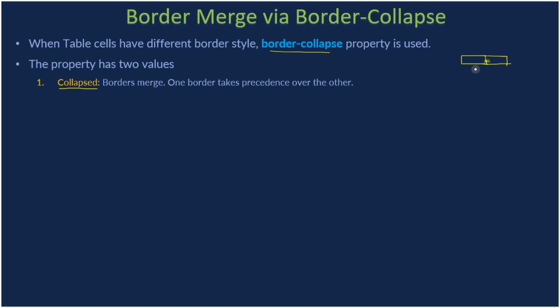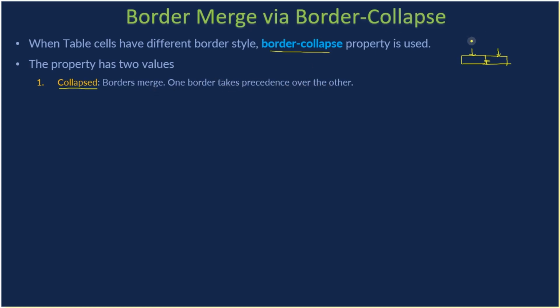And if the style is the same, that's okay. But when there are two different styles, let's say this one is solid and this one is dashed, how should this merging border behave? That's what is controlled by the BorderCollapse property. So collapse means borders merge, and one border takes precedence over the other.